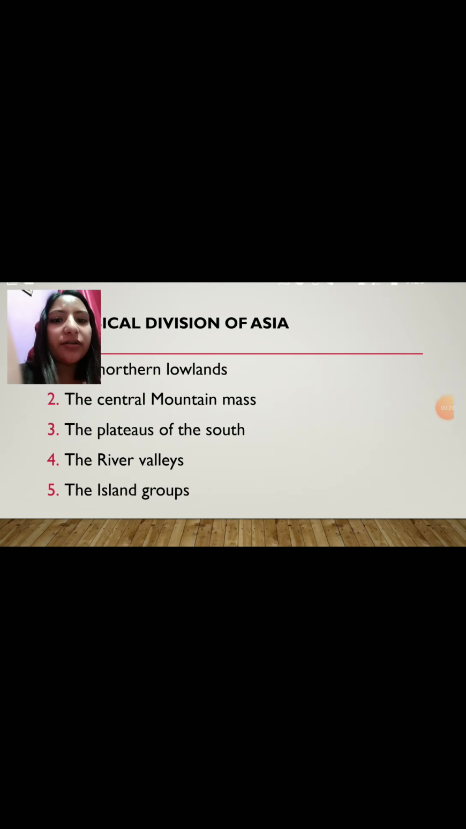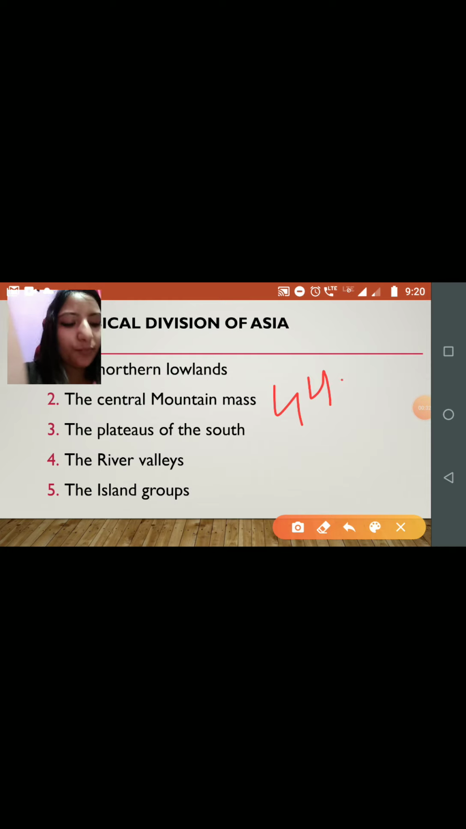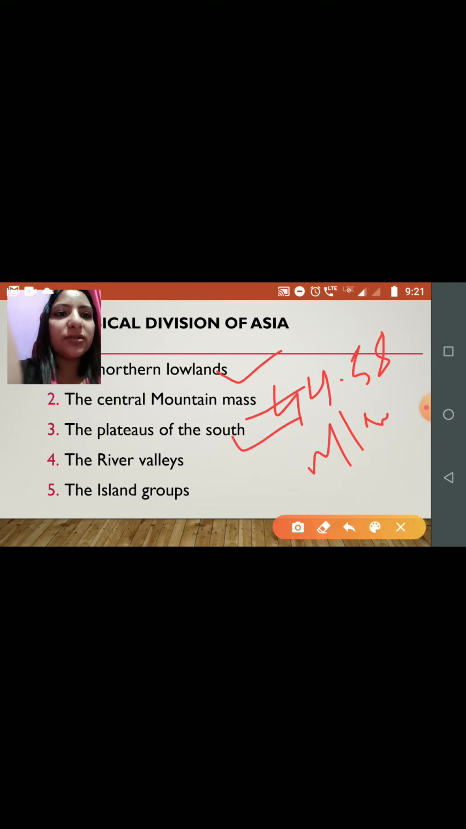Now see, Asia covers an area of 44.58 million square kilometers. Given its vast size, though, comparatively its physical features are few, and five main divisions have been made on the basis of relief. These are the northern lowland, the central mountain mass, the plateaus of the south, river valleys and the island groups. These are the five important divisions of Asia based on their relief.